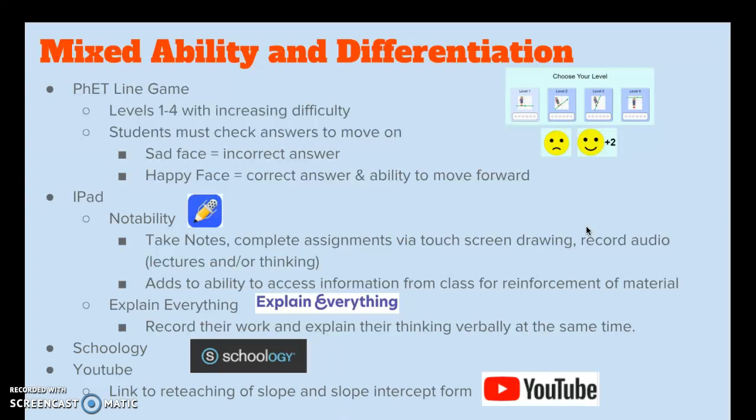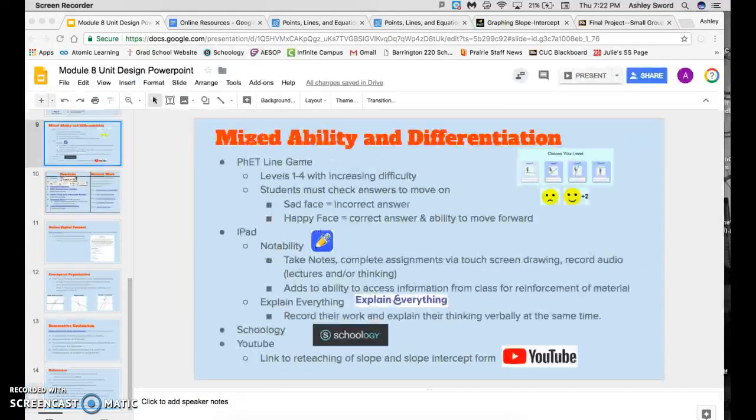In all levels, students must press the check button to see if their answer was correct. They will receive a happy or a sad face and will either advance or repeat the level as needed. This provides students with formative feedback without the need of the teacher directly.